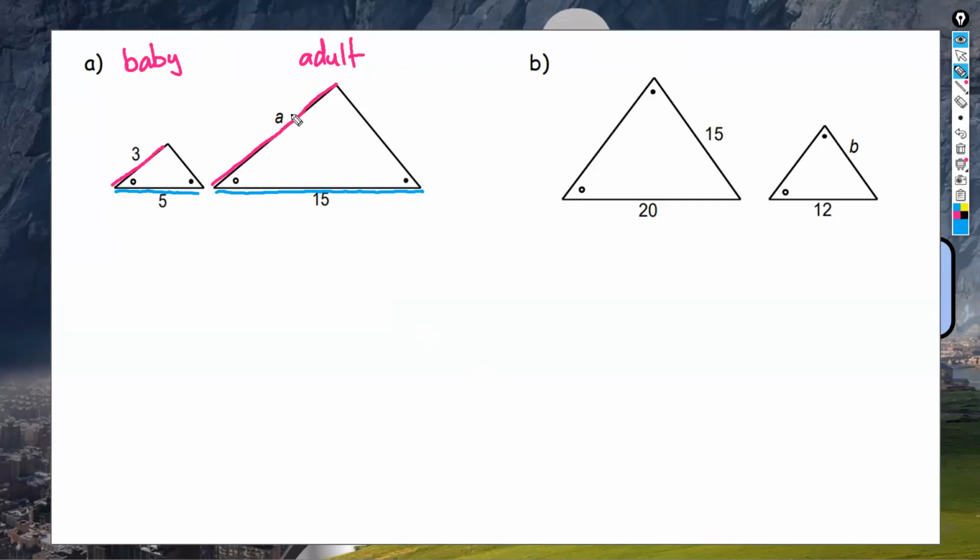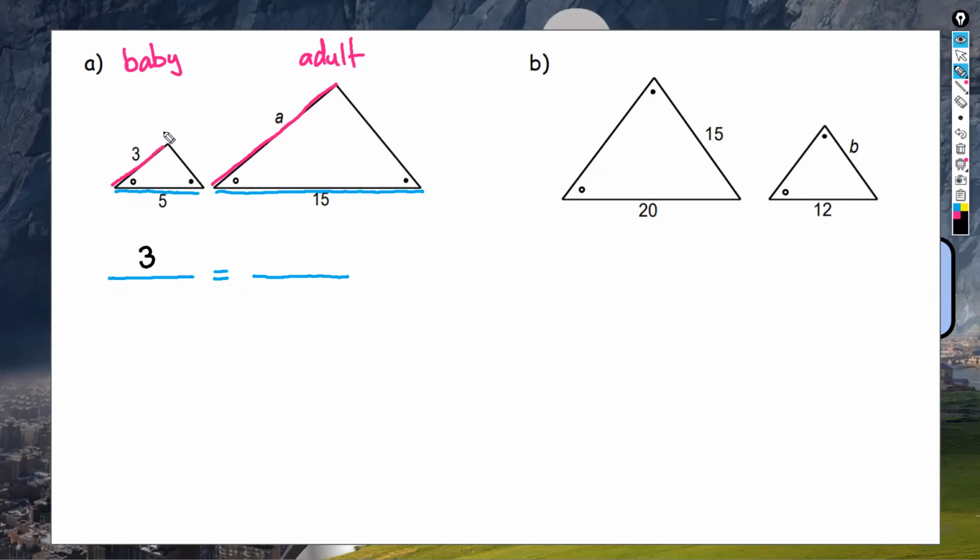Look how easy it is to find A. We have to cross multiply. So remember, when we're cross multiplying, there's an equal sign, like we saw today. There will be a fraction on this side, and there will be a fraction on this side. All you need to do is take the baby values and divide them by the corresponding adult values. So you can choose any one first, the 5 or the 3. It doesn't really matter. Let's just close our eyes and choose 3.